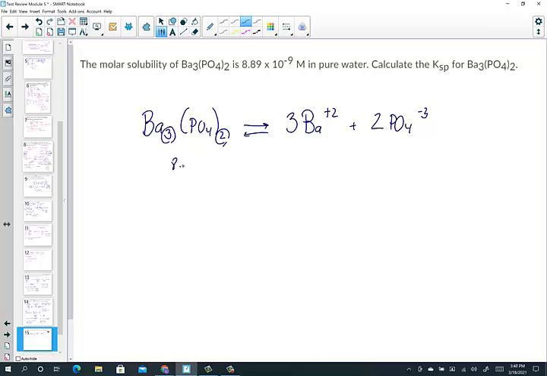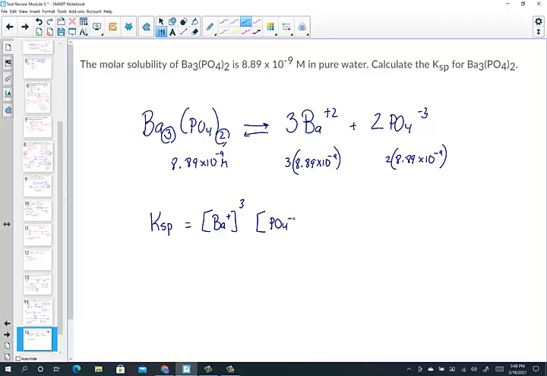If the molar solubility is 8.89 times 10 to the negative 9th molar, when it releases its barium ion, you're going to have 3 times that quantity. And when it releases the phosphate ion, you will have 2 times that quantity. And when you solve for the Ksp, remember that the concentration of barium must be cubed and the concentration of phosphate must be squared.